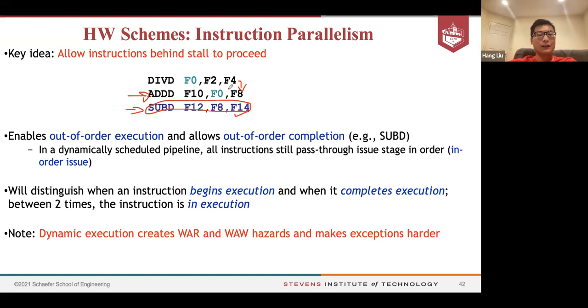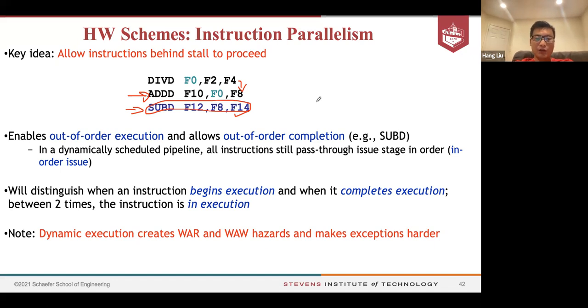So that's not good. So what we're going to do is enable our dynamic scheduling hardware-based scheme, which enables out of order execution as well as out of order completion. In a dynamically scheduled pipeline, all the instructions still pass through the issue stage in order, but they can execute and complete out of order. We will distinguish when an instruction begins execution and when it completes execution. Between the two times, the instruction is in execution.